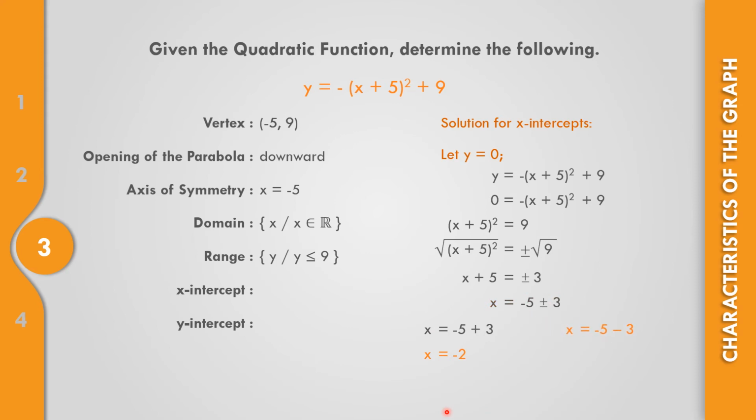How about the second one? Negative 5 minus 3, that is equal to negative 8. So we have the two values of x now. So it means for the x-intercept, we put 0 as the value of y, because let y equal 0. So the x-intercepts are negative 2, 0, and negative 8, 0.